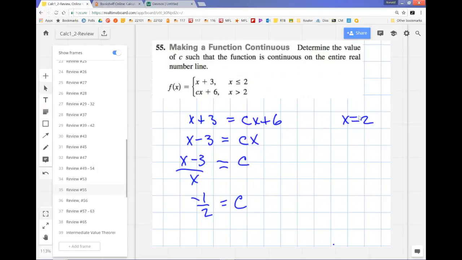Yeah, this 2 just means what? 2 is, because one leaves off at 2 and the other leaves off at 2, these both have to be the same when x equals 2. When x equals 2, the top one is 5.